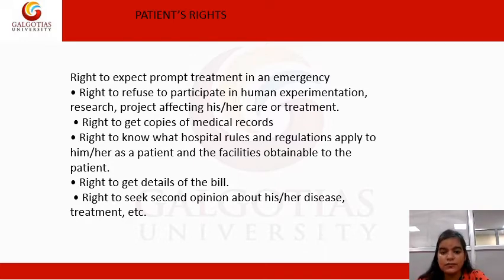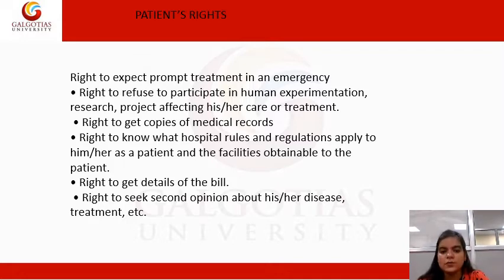Right to get copies of medical records, so it is also a right. Whatever tests you have had performed, whatever medical treatments you are going through, whatever medications you are taking, you can have proper documentation and a proper report of that, and no one can say no to that. To ask for your medical records, to ask for your treatment trajectory, it is okay and it is your right.